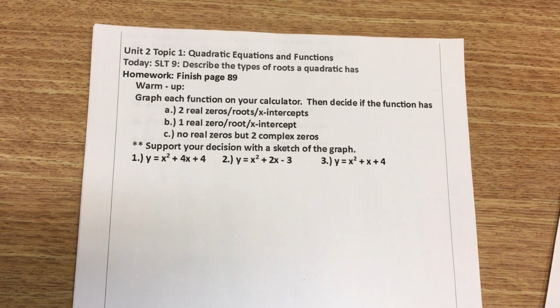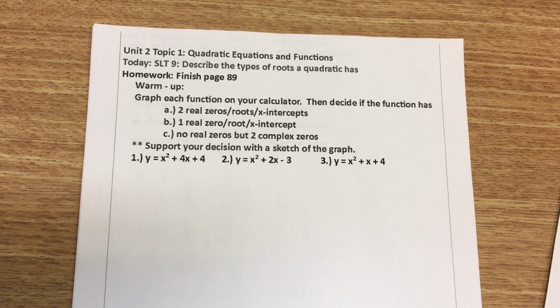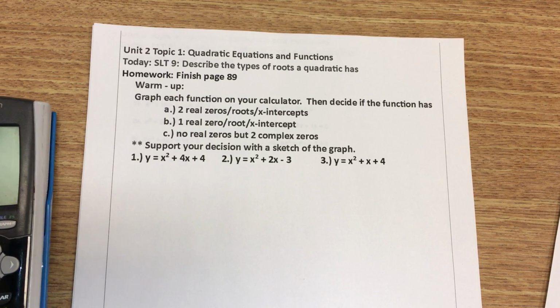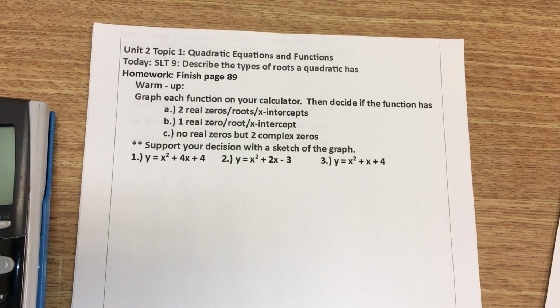Okay, this is going to be a video about comparing the different types of roots a quadratic function has. What I want you to do is go ahead and write these 3 problems down in your journal and graph them on your calculator. Make a quick sketch and decide if each graph has 2 real zeros, 1 real zero, or no real zero, and therefore 2 complex zeros.